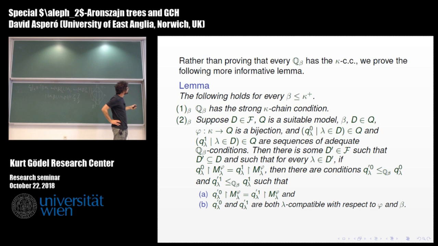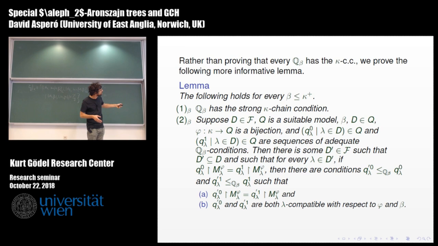Then there's a D prime in F, containing D, measure one set, such that for every lambda in D prime, in a typical situation where you have Q zero lambda and Q one lambda, and the restriction to this model coincides, then I can find conditions Q prime zero lambda and Q prime one lambda, extensions of these conditions, that still relate nicely, and they are both lambda compatible with respect to phi and beta. So this second part says that I have these two sequences and I can refine them so that I get these conditions which are lambda compatible for most lambdas, for all these lambdas.